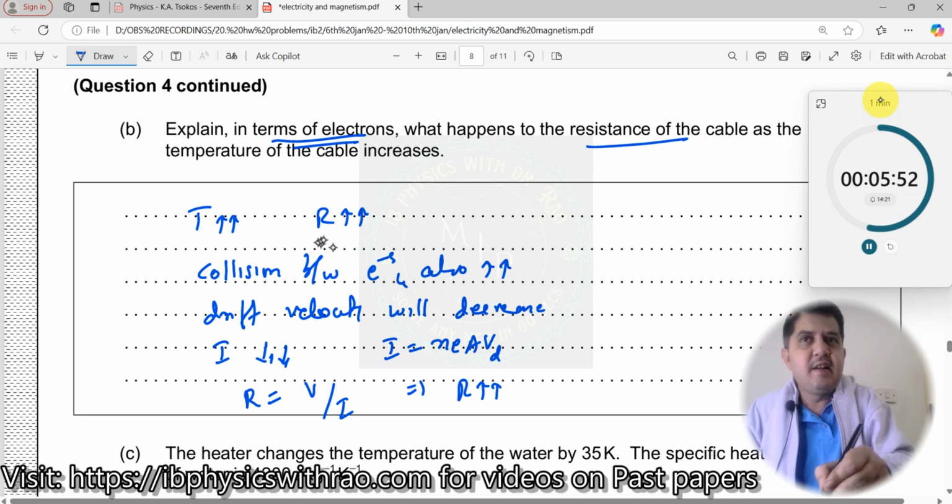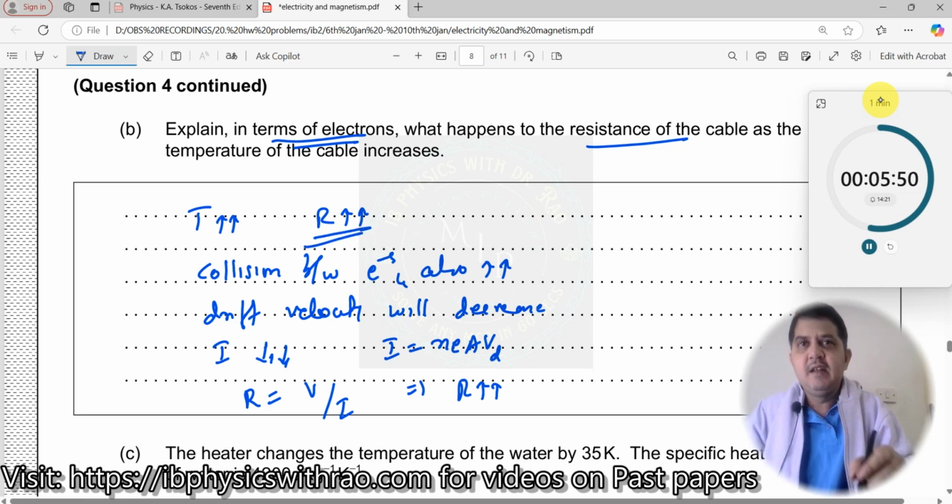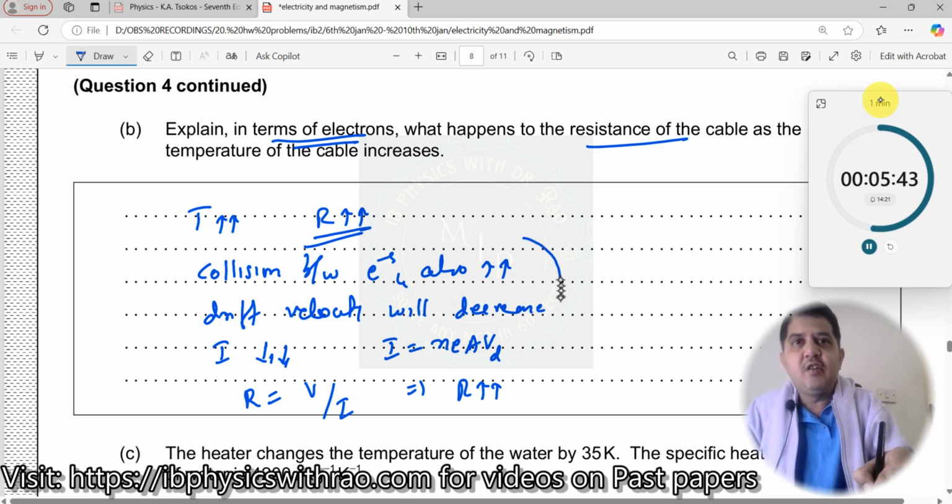Do not write this directly, you will only get 1 mark. Because he is asking in terms of electrons, he is not just asking what happens to the resistance. So you should navigate all these steps and finally mention this.